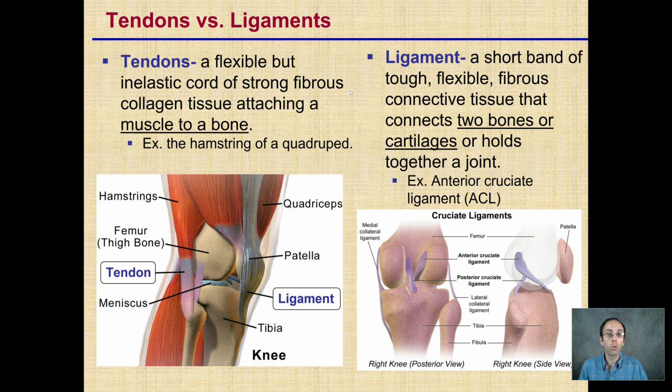Ligaments are also short bands of tough, flexible, fibrous connective tissue, but they connect two bones, or cartilage, or hold a joint together. The ACL is a prime example, and they're basically connecting two bones together, or two cartilage points as well. So again, a tendon connects muscle to bone, a ligament links two bones together.